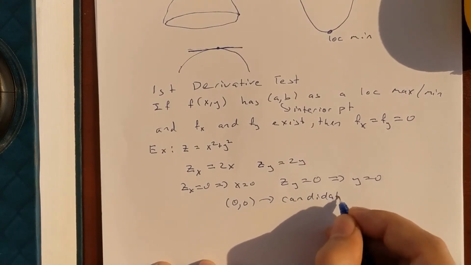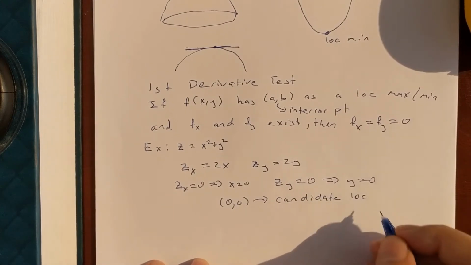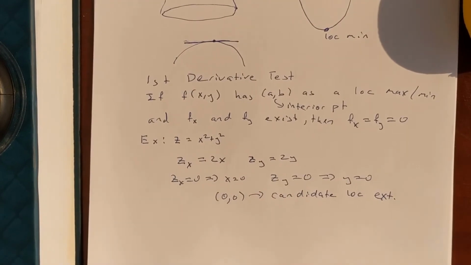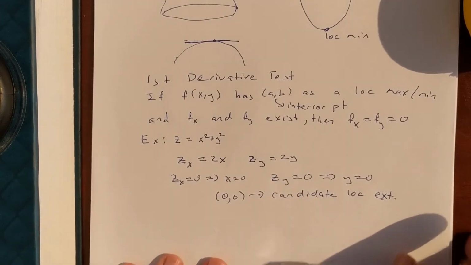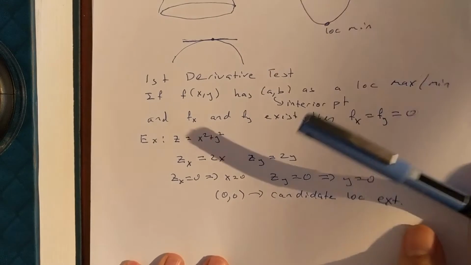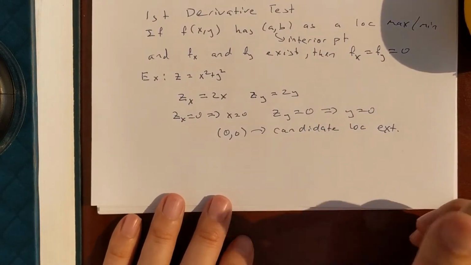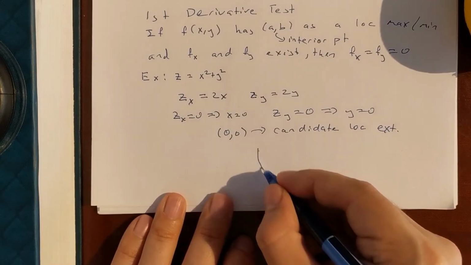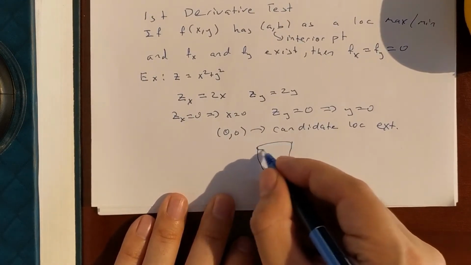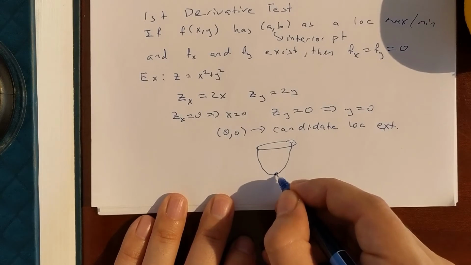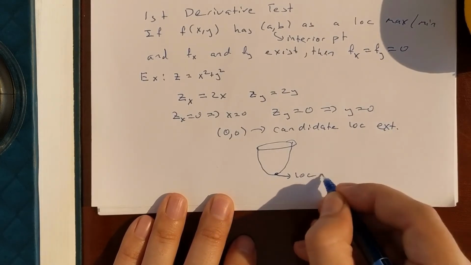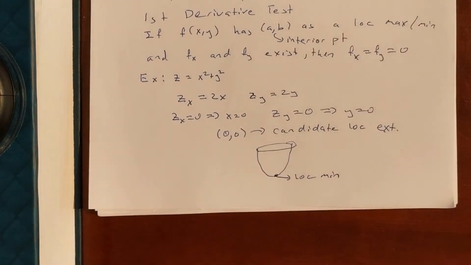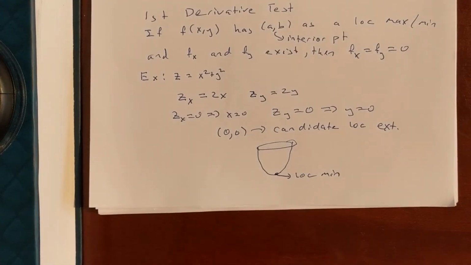for local extrema. I don't know which one it is right now. We have to develop a way to tell whether it's a local minimum or a local maximum. It could be neither also. So in this case, we're lucky enough that we know how to draw this. So this is going to look like this. So at the bottom here, at 0, 0, we know that it's a local minimum.